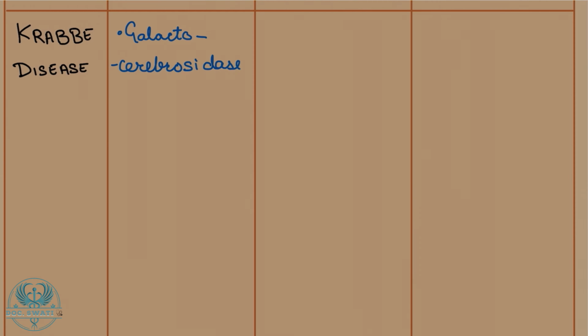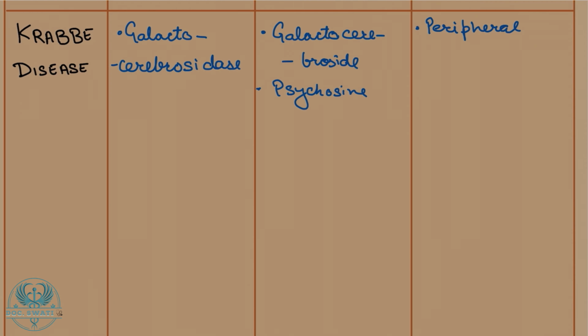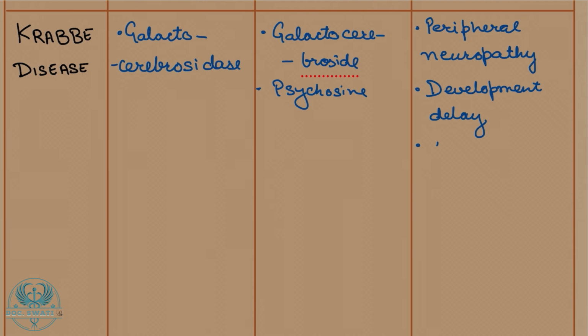Next, we'll discuss Krabbe disease, which is caused due to the deficiency of galactocerebrosidase. Here we find an accumulation of galactocerebroside and psychosine. The key clinical features include peripheral neuropathy, developmental delay and optic atrophy.